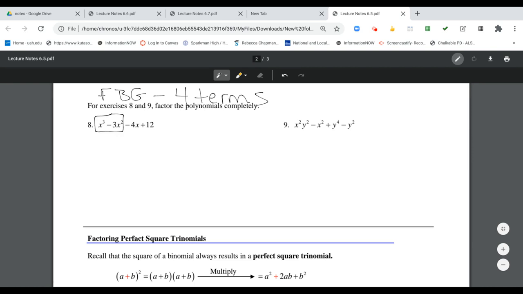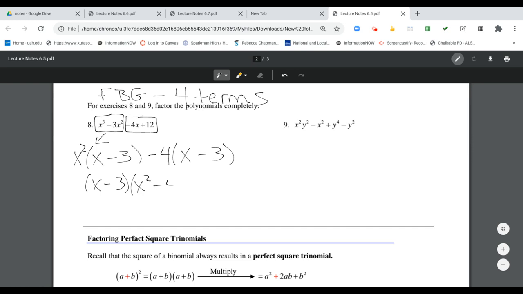So I group the first 2, I group the last 2. Out of the first group, I can take out an x squared. The reduced terms that go back are x minus 3. In the second group, I am going to take out the negative with the 4, because that leading number is negative 4. And then that gives me x minus 3 as a group. So this is the first factoring by using factor by grouping. Now, one of my factors just so happens to be a difference of squares.